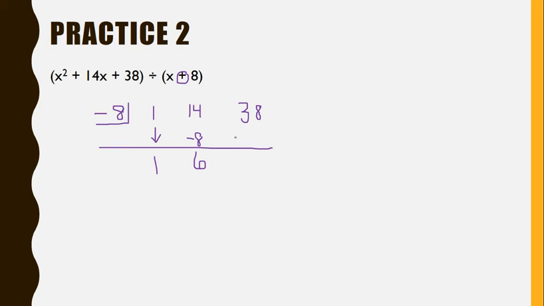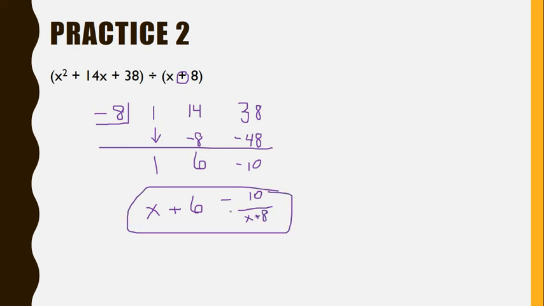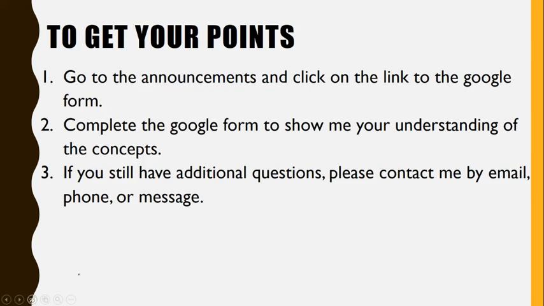6 times negative 8 gives us a negative 48. Add down, and we get a negative 10. So that means that you should have ended up with x plus 6 minus 10 divided by x plus 8. That should have been your final answer. So remember, you can use either method.